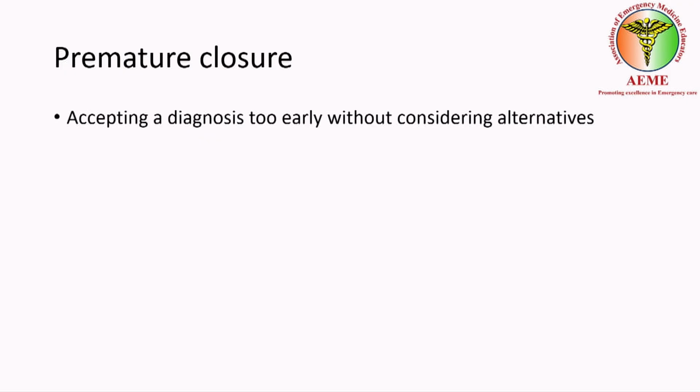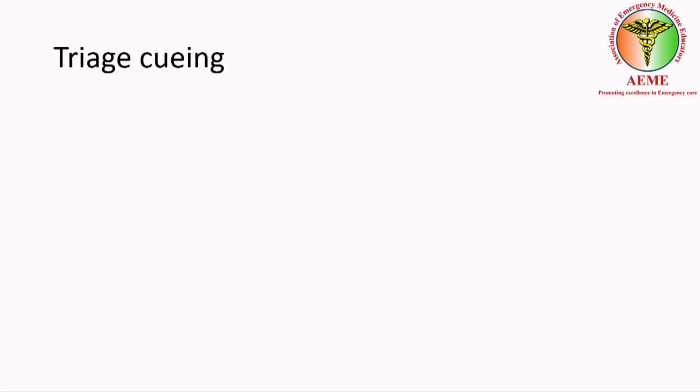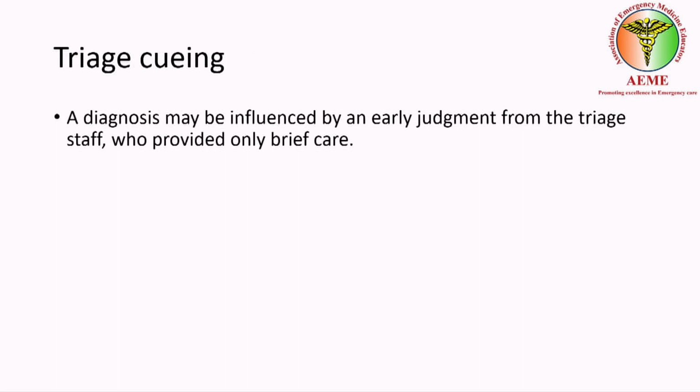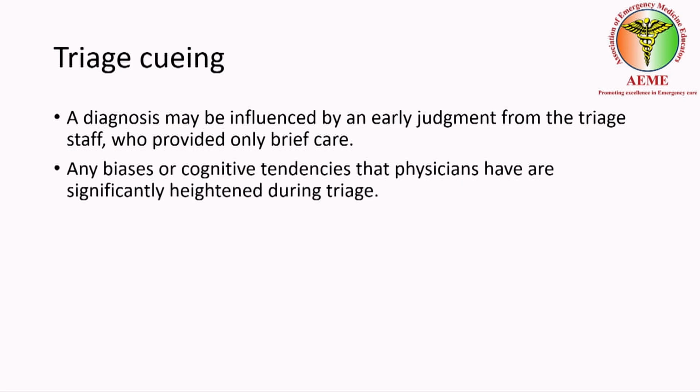And then there is premature closure. Premature closure is what happened in the initial case. You accept a diagnosis way too early without considering any alternatives, so you have to use broad differentials prior to that. There is triage queuing. Here, your diagnosis may be influenced by an early judgment from the triage staff who only provided brief care, like our syncope patient, and any biases or cognitive tendencies that the physician already has will be significantly heightened during this.